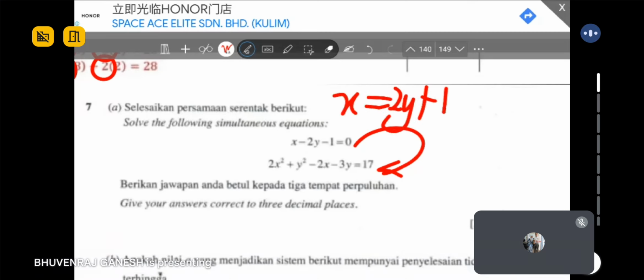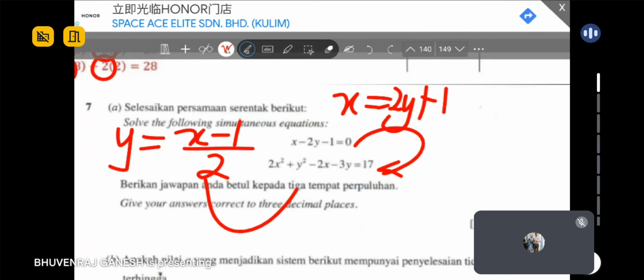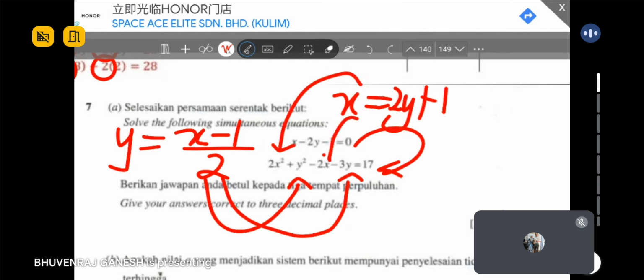Okay, so over here you got two choice. Kamu ungkapkan X dalam sebutan Y. First choice. Second choice, Y dalam sebutan X. Okay, you express Y in term of X. So you will get X minus 1 over 2. Okay, so these are your two equation. So just substitute lah. If it's this one, you substitute in Y. If it's this one, you substitute in the X. Boleh faham guys? Sangat senang kan?